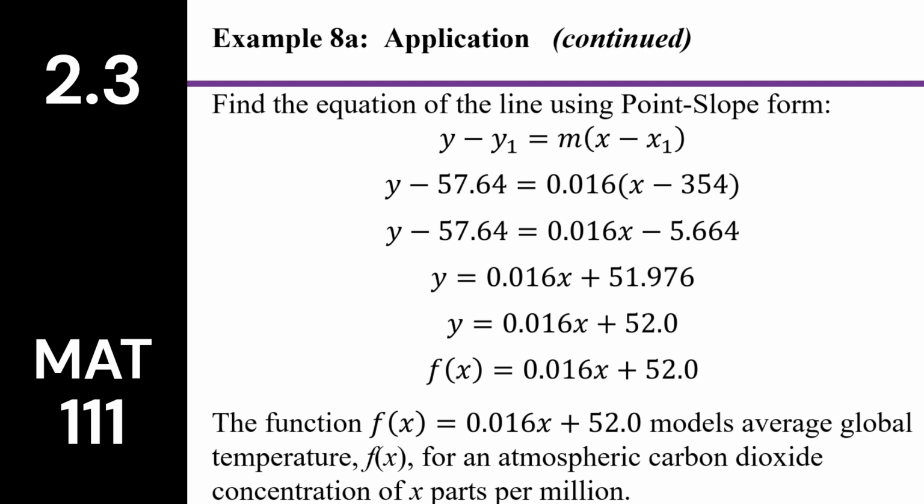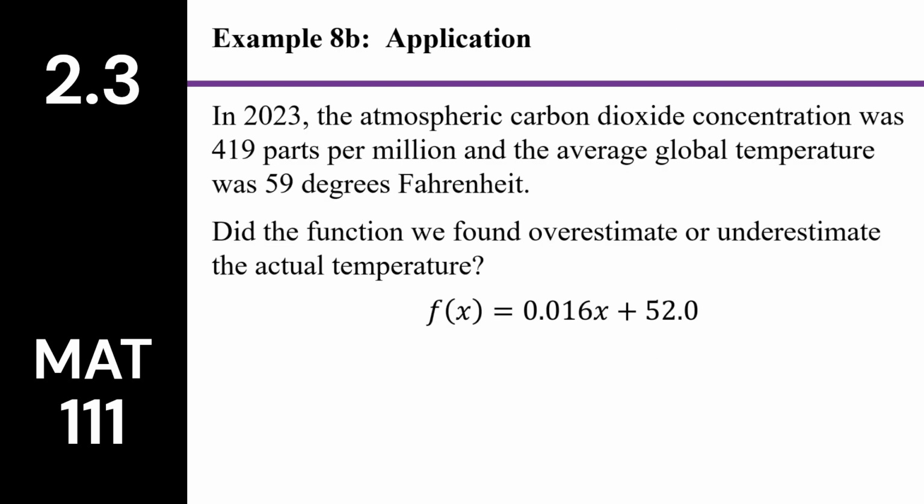Let's take a look at example 8b. It's going to ask us to use this formula in the following way. In 2023, the atmospheric carbon dioxide concentration level was 419 parts per million, and the average global temperature at that time was 59 degrees Fahrenheit. Did the function we found overestimate or underestimate the actual temperature?